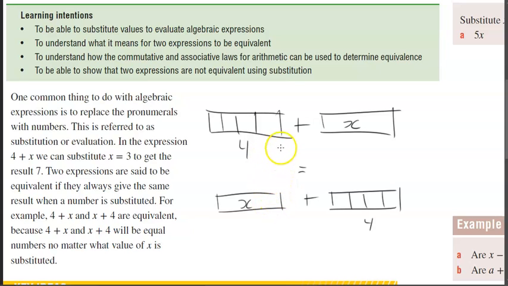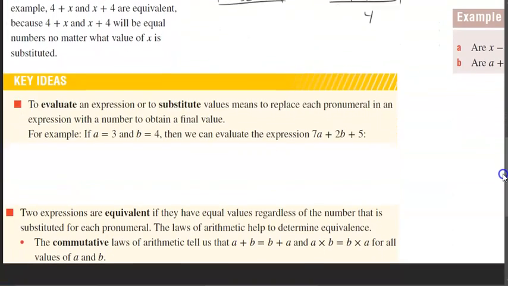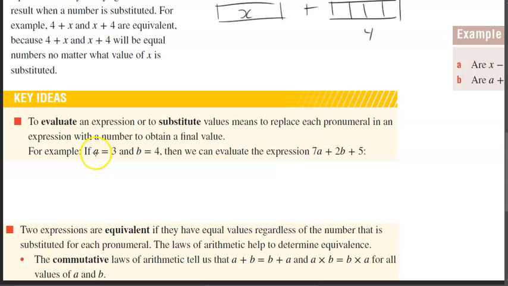Now just be careful that equivalence occurs when addition and multiplication happen. It's not equivalent if subtraction or division occurs, and we'll look into this further down the track. For now, let's look at some key ideas. To evaluate an expression or to substitute values just simply means to replace each letter or pronumeral in an expression with a number to obtain a final value. So at the end of this, when we do a substitution, we want a final value. We want a digit of some sort at the end.